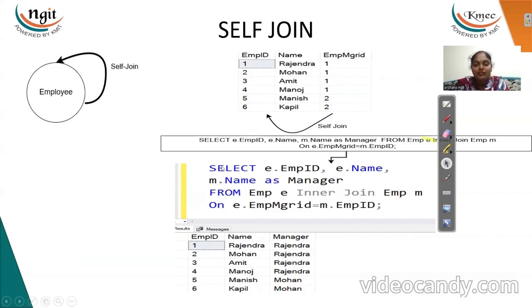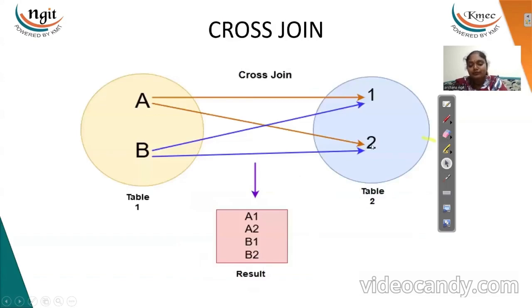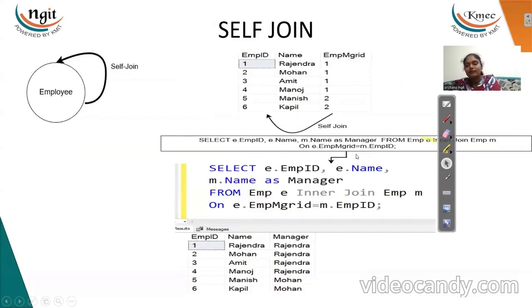M is again an object of the same table and we are trying to access the name attribute, and I wanted to have an alias name as manager from the employee table referenced by E object. I wanted to perform an inner join, a self join here. So self join on the employee table with the condition employee manager ID equals employee ID. So referring to the same table there.